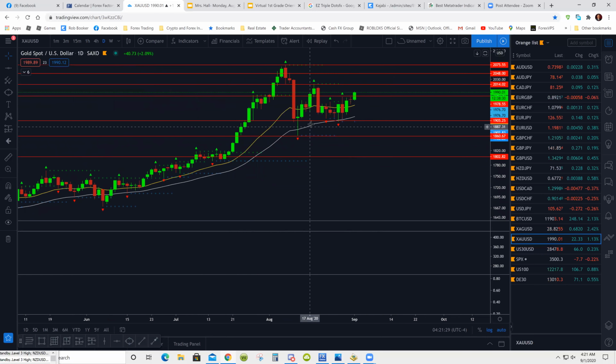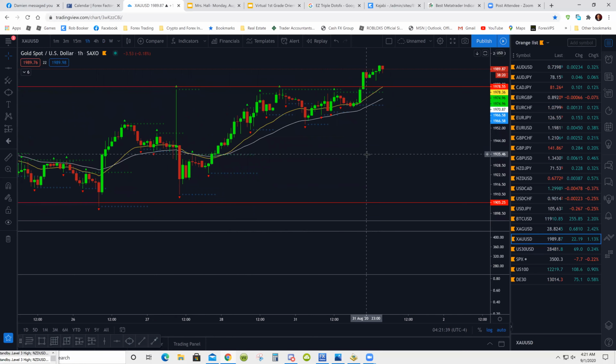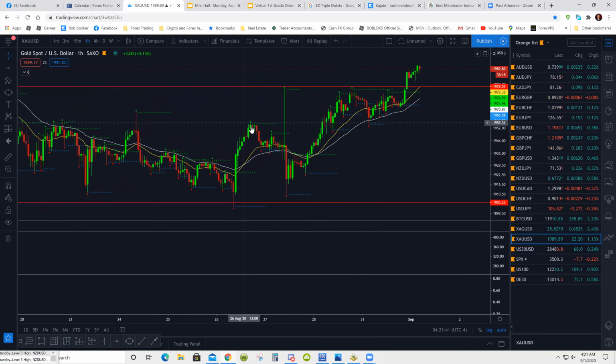Okay, so we're in a range here, and now we accumulated out of that. Looking at the 1 hour, this is the range it was in. This range was accumulating orders, and then boom, you see that? Right out of accumulated orders, it accumulated a lot of buy orders, and it took off.